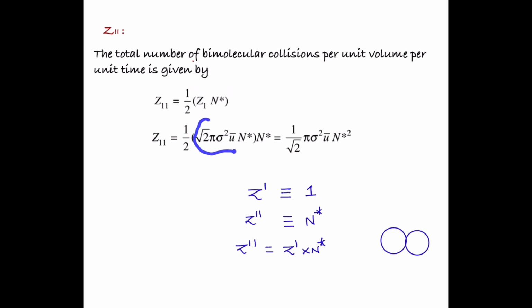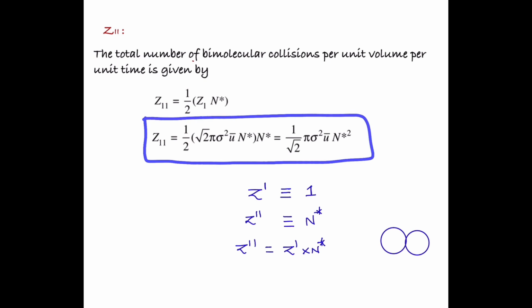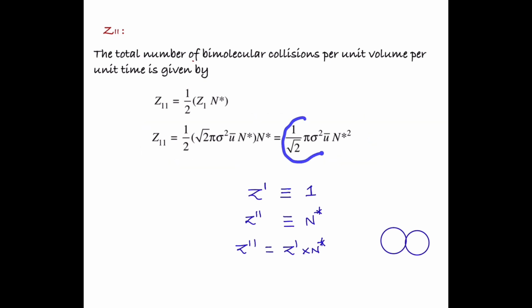The Z1 expression you already know. This is the expression root 2 pi sigma square u average into n star, and this is again the n star term here, and ultimately the Z11 mathematical expression will be like this. So this is the expression for Z11.